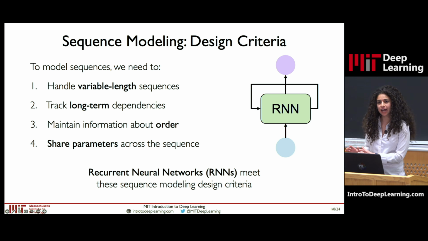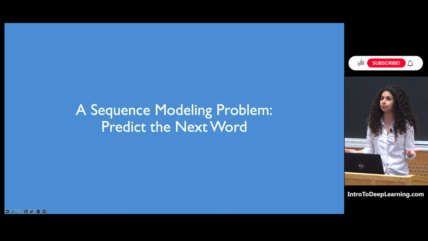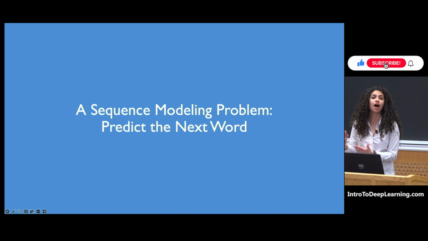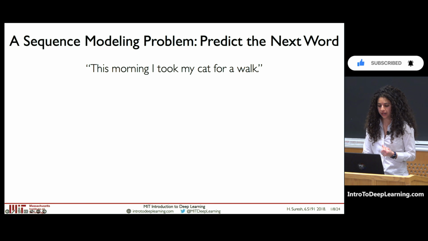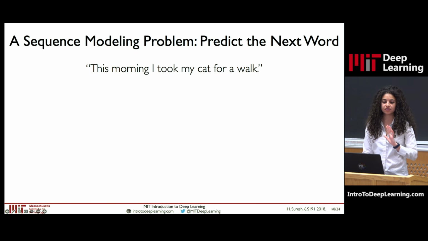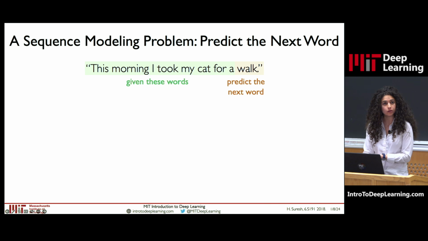So let's now get into more specifics about a very typical sequence modeling problem that you're going to encounter. And that's the following. Given a stretch of words, we want to be able to predict the next word that comes following that stretch of words. So let's make this very concrete. Suppose we have this sentence: "This morning, I took my cat for a walk." Our task could be just as follows. Given the first words in this sentence, we want to predict the word that follows, "walk."